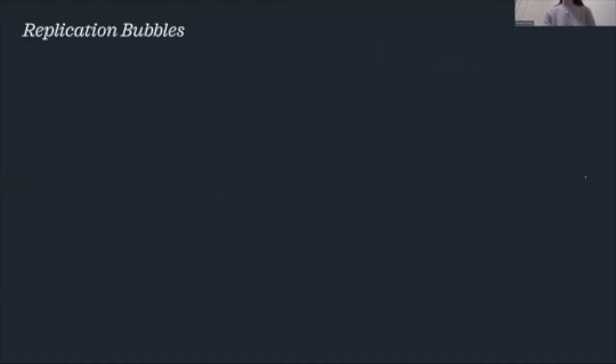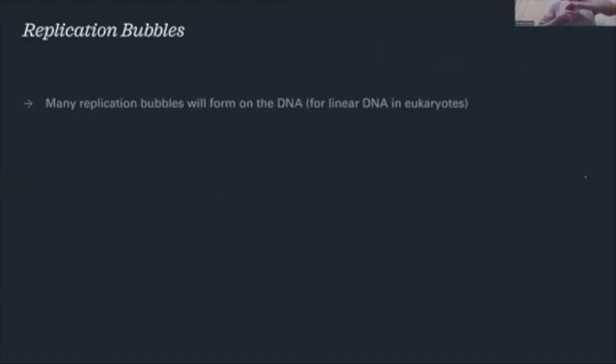All right. So replication bubbles. So here's my replication bubble. And on linear DNA in eukaryotes, you're going to have a lot of replication bubbles form. Just because our DNA is so long, if we only had one replication bubble and then waited for that to expand all the way down, it'd take forever. So instead we have a bubble here, here, here, and here, and the bubble just expands until it meets the other bubble. And at that same time, the other bubble is expanding until it meets all the other bubbles, and it just makes it go a lot faster.